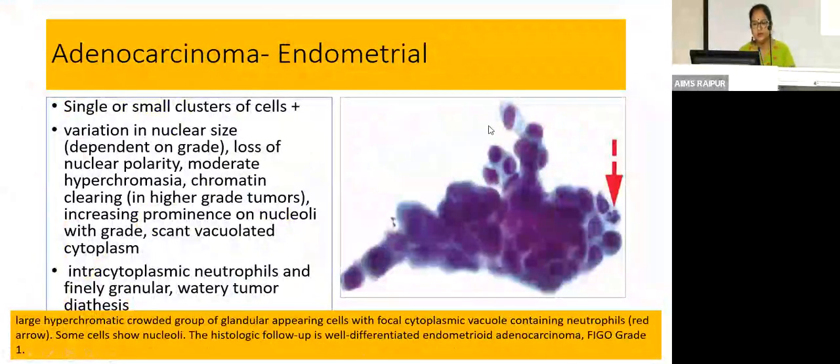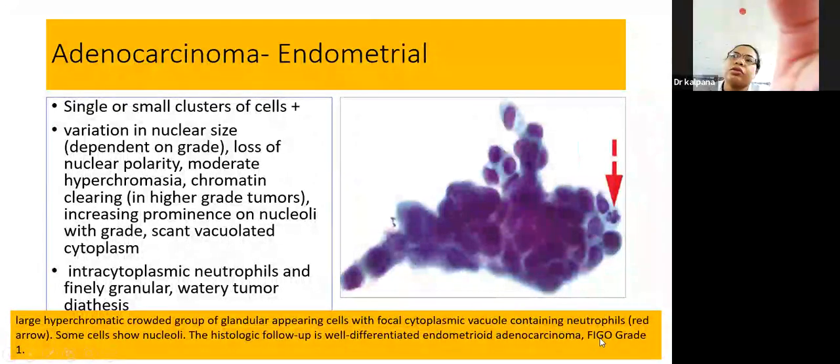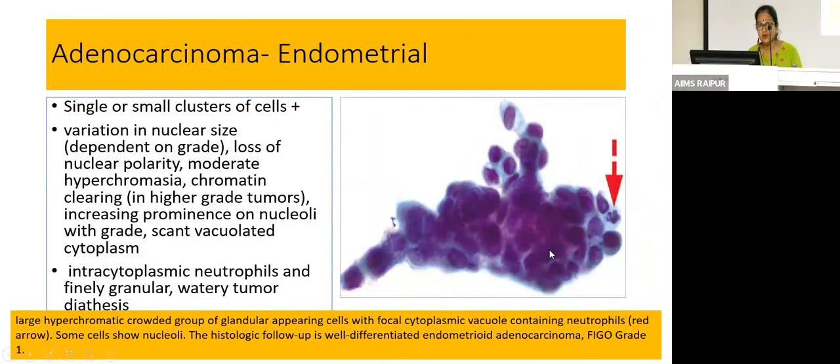Then adenocarcinoma endometrial. Endometrial cell groups are much tighter compared to endocervical. So you have single or small clusters of cells with variation in nuclear size, loss of nuclear polarity, hyperchromasia, chromatin clearing, prominence of nucleoli, and scant vacuolated cytoplasm. But in addition, you can also find intracytoplasmic neutrophils, as this arrow points. Okay. Now, in this particular sample, how will you go in the algorithm? First, you identify the hyperchromatic, crowded group. Okay. And then you look at cytoplasmic vacuolation, neutrophils present or not, size of the nucleus, and type it as endometrial.